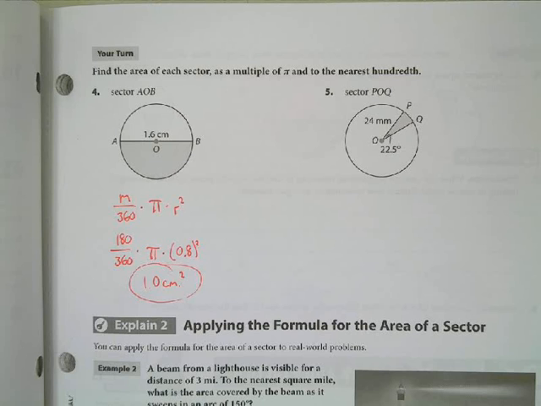Right there. The radius, remember, measures from the center of the circle to a point on the circle. So here's the center of the circle, and it measures to a point on the circle. So what's this length? Yeah, 24 millimeters. And it's squared.